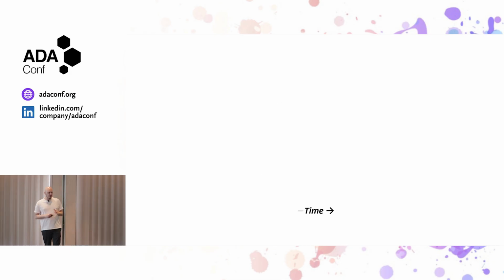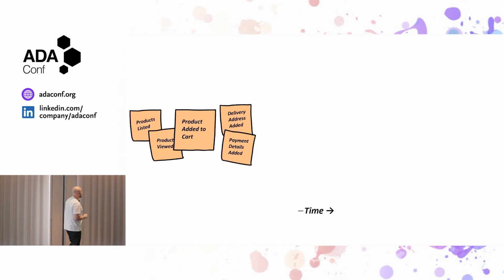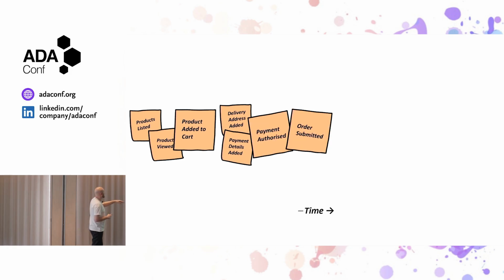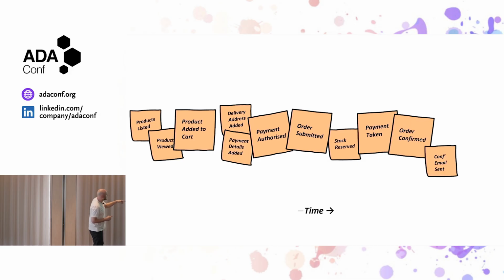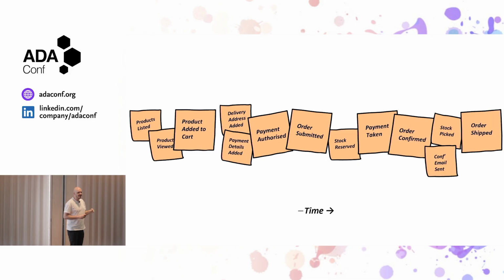So if we were to plot the events within our e-commerce system prior to that update order coming across, we would see very normal stuff like the products being listed, viewed, added to cart, delivery address added, payment details added, payment authorized, order submitted, stock reserved, payment taken, and eventually order confirmed, confirmation email sent, stock picked, and finally order shipped. It's a bit of a mouthful.